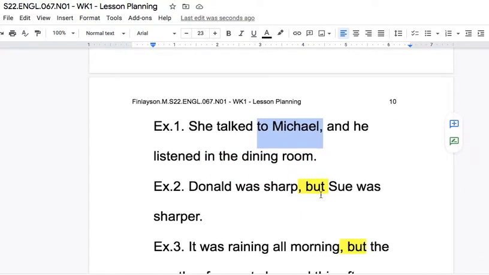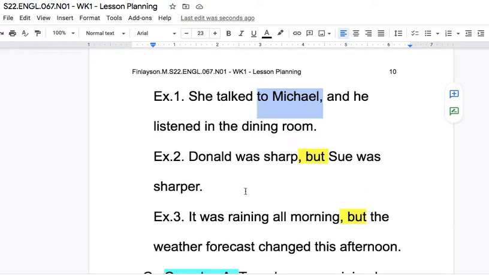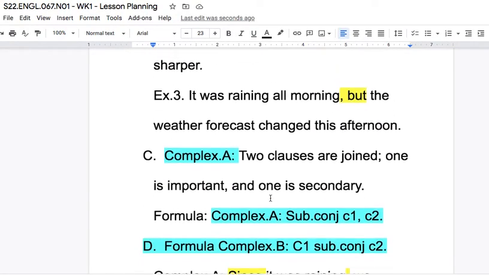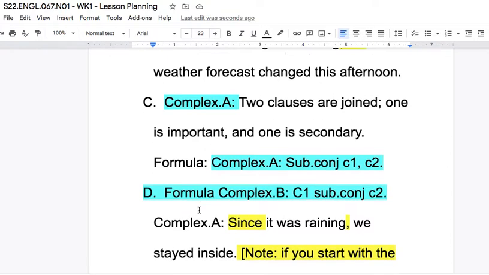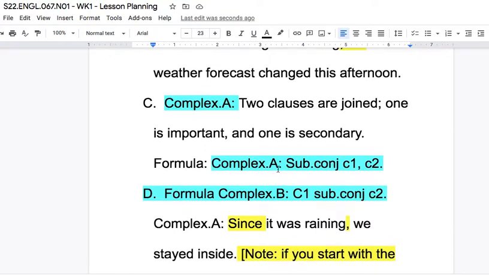It's an indirect object. Okay, so we've got some other examples here, but then we move into the final form we learned today, which is complex A. We've got our formula here: always going to start with a subordinate conjunction, clause one, then a comma, then clause two. Or we've got the second version. Don't know why we made that part highlighted. That just kind of happened. So we'll just remove that out of the way there.